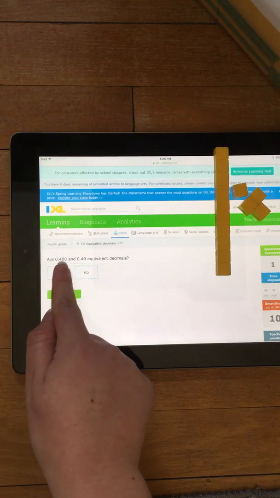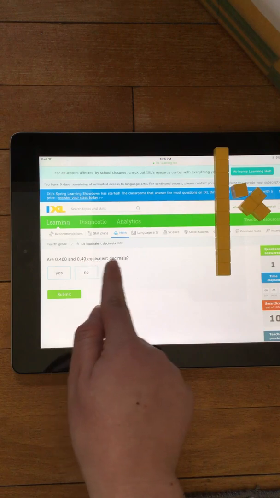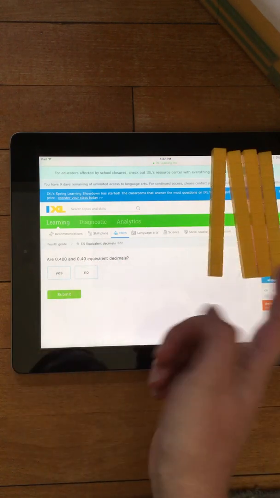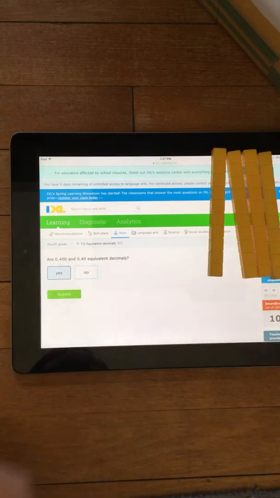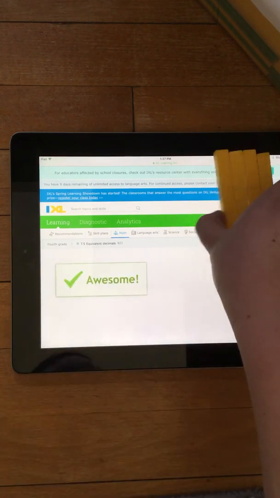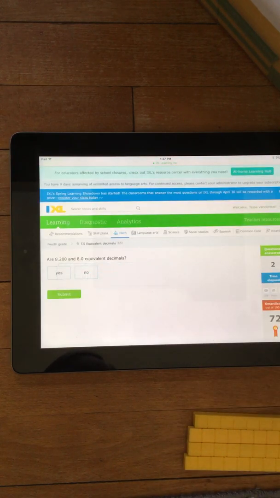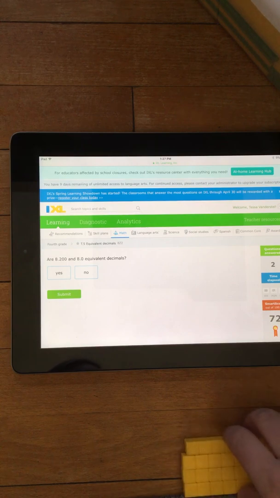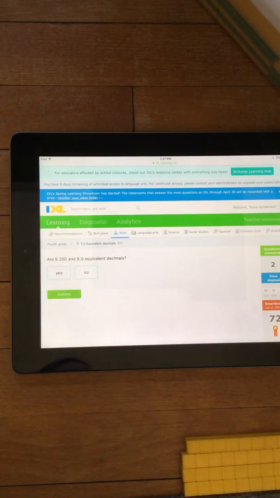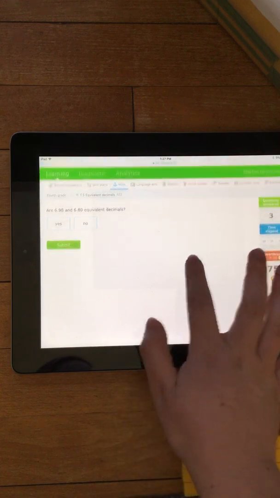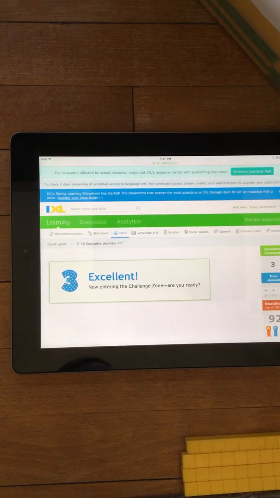Are 0.400 and 0.40 equivalent decimals? Well, they both have 4/10 and then they don't have any hundredths. That's why zeros are in those places. So you hit yes. All right, I'm going to jump a level for us. Are 8.2 and 8.0 equivalent decimals? So they both have 8 as their whole number, but this one has 2/10 and that one doesn't have any. So no, they're not equivalent. All right, I'm going to jump one more level.